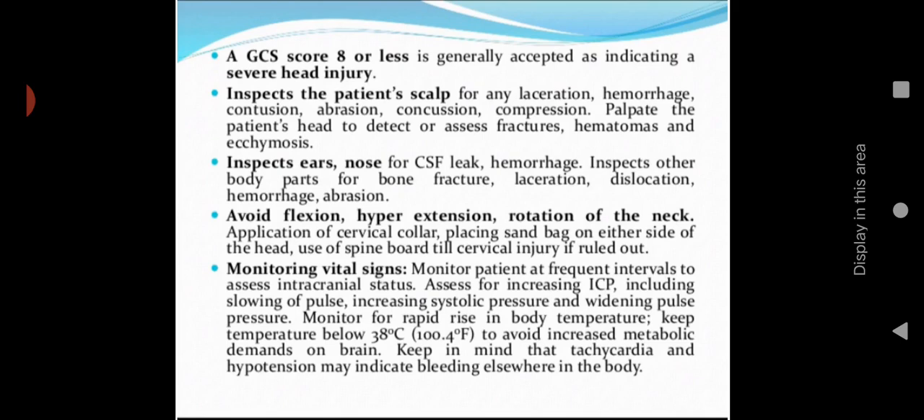A GCS score of 8 or less is generally accepted as indicating a severe head injury. The GCS total is 15, so out of 15, if the patient scores 8, we indicate it as a severe head injury.